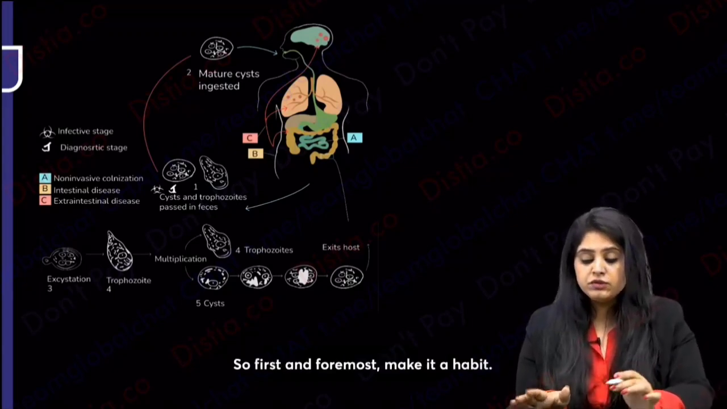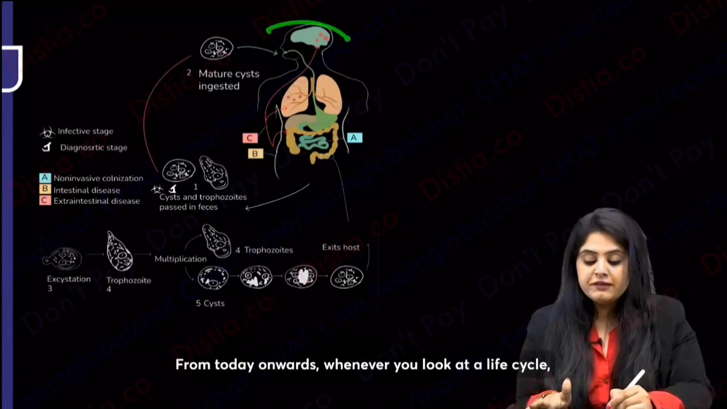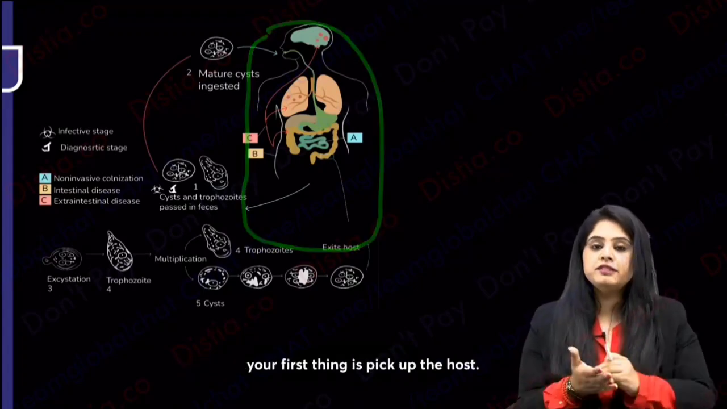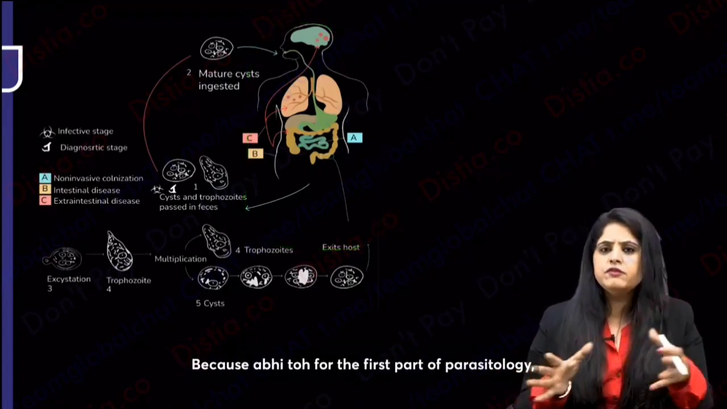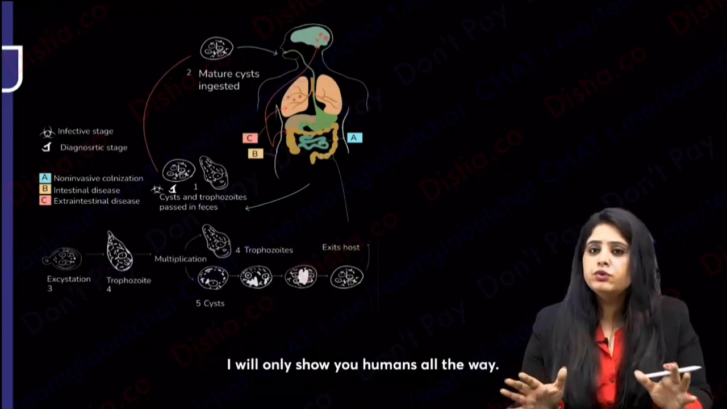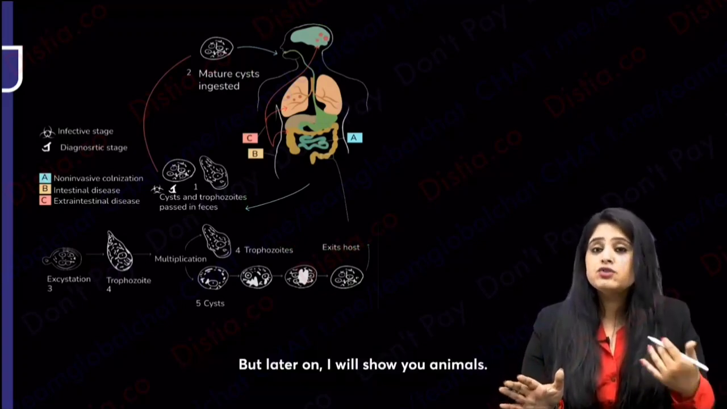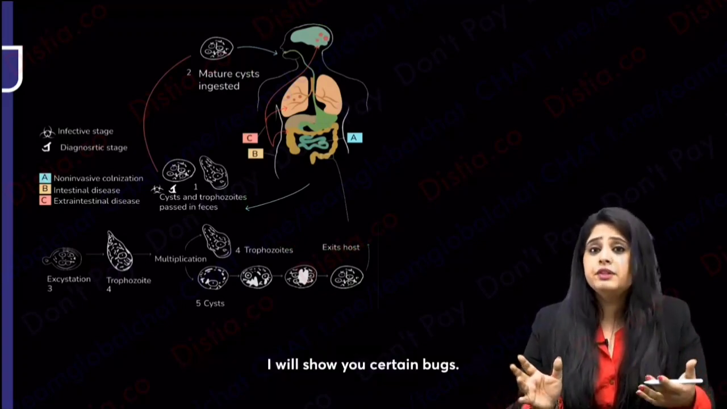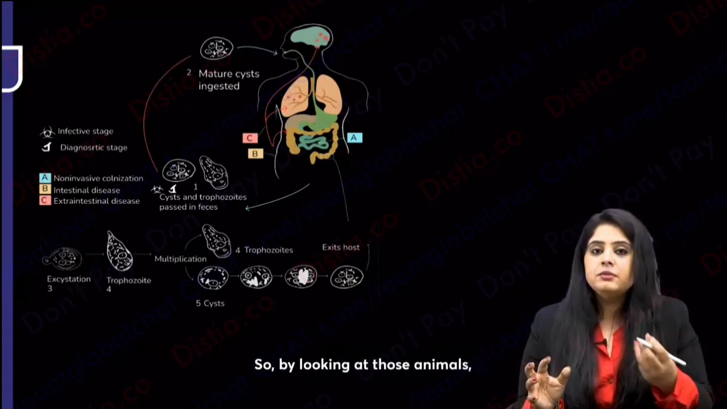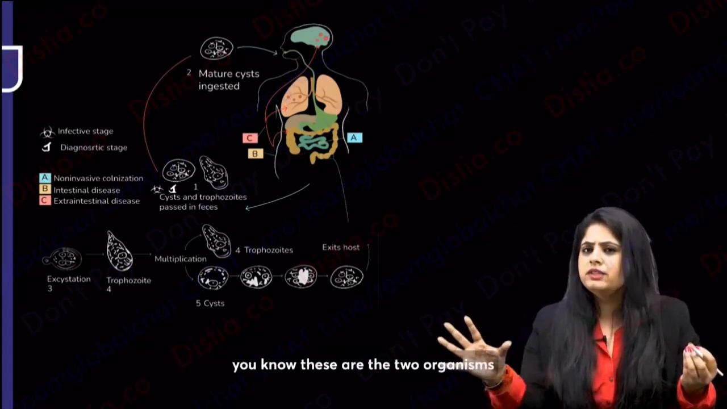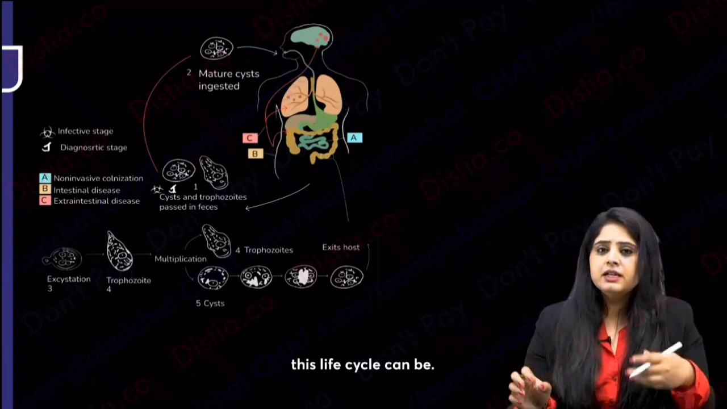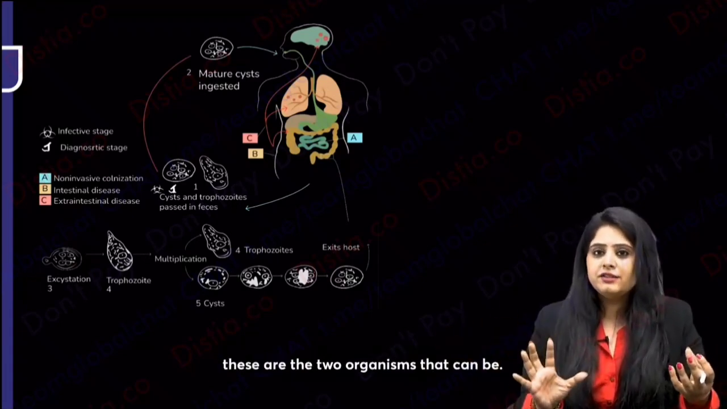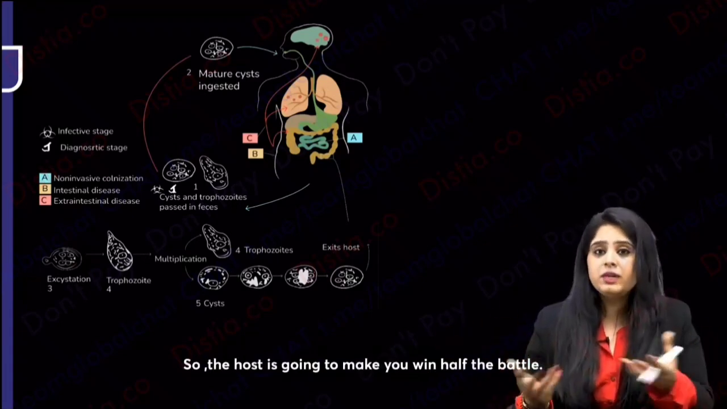So first and foremost, make it a habit from today onwards. Whenever you look at a life cycle, the first thing is to pick up the host. Because for the first part of parasitology, I will only show you humans all the way. But later on, I'll show you animals. I'll show you certain bugs. So by looking at those animals, if you know it's human and a fish, you know, okay, these are the two organisms this life cycle can be. If it's human and a pig, these are the two organisms it can be. So the host is going to make you win half the battle.